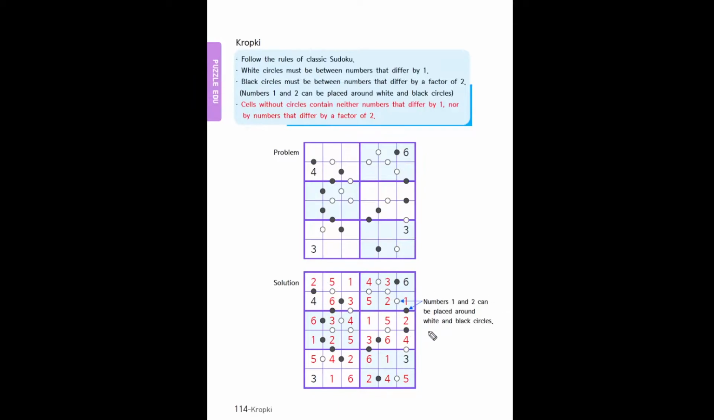Over here, we can see that the pair of numbers 1 and 2 obey both rules. So you can put the numbers 1 and 2 around white circles and black circles, because 1 and 2 differ by a magnitude of 1, and they differ by a factor of 2. Now I hope that's clear, but if it's still a bit confusing, don't worry, we'll be seeing lots of examples soon.